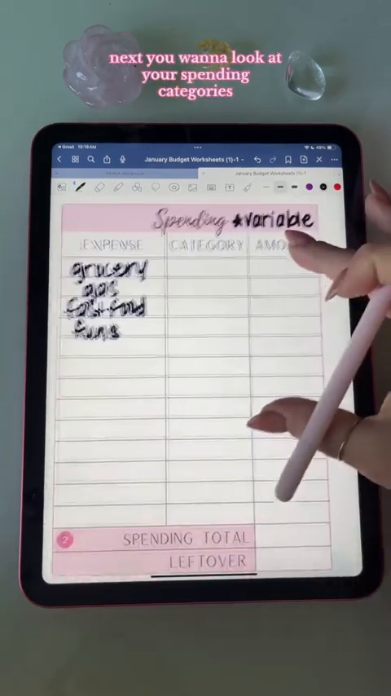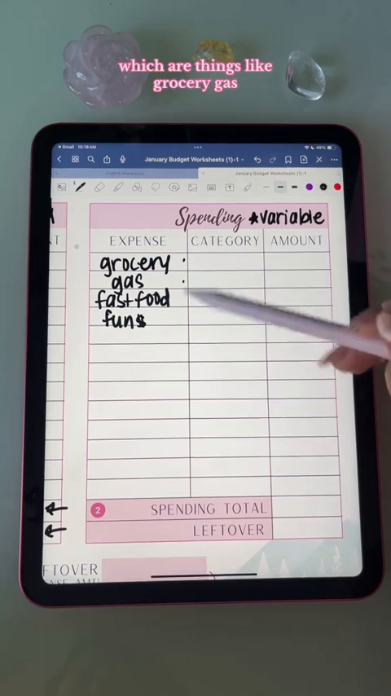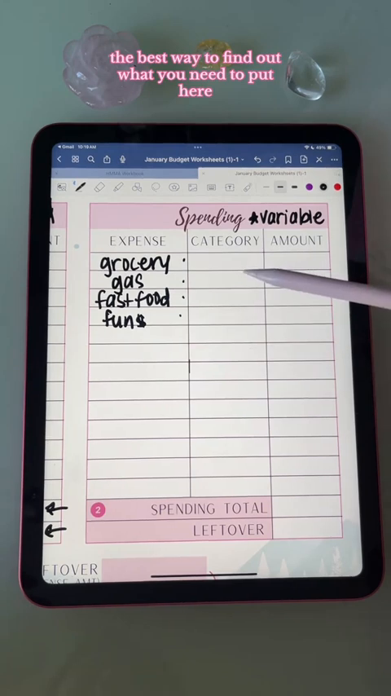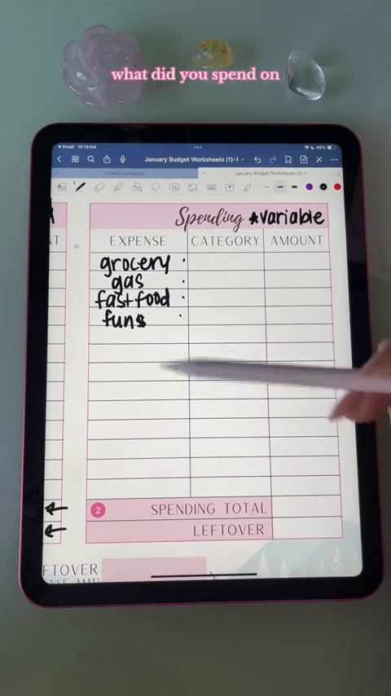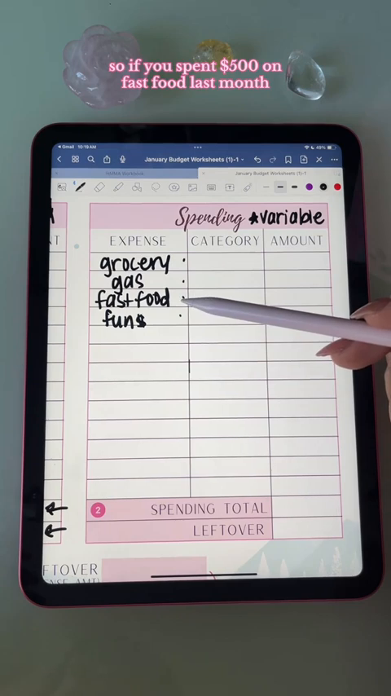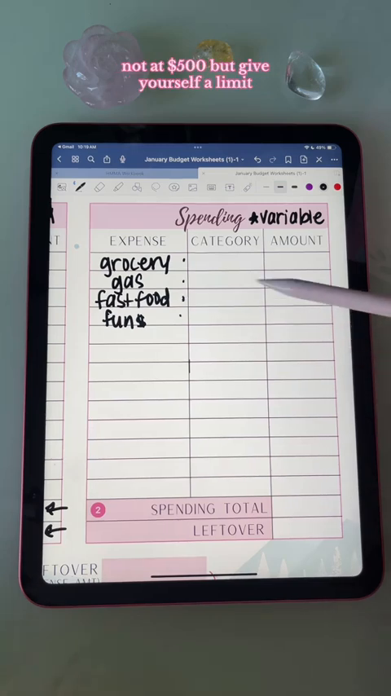Next, you want to look at your spending categories, aka your variable expenses, which are things like grocery, gas, fast food, fun money, etc. The best way to find out what you need to put here is to go through a past bank statement and see where your money went, what did you spend on. You need to have categories in here for things that are important to you. So if you spent $500 on fast food last month, you might want to include that in your budget, not at $500, but give yourself a limit.